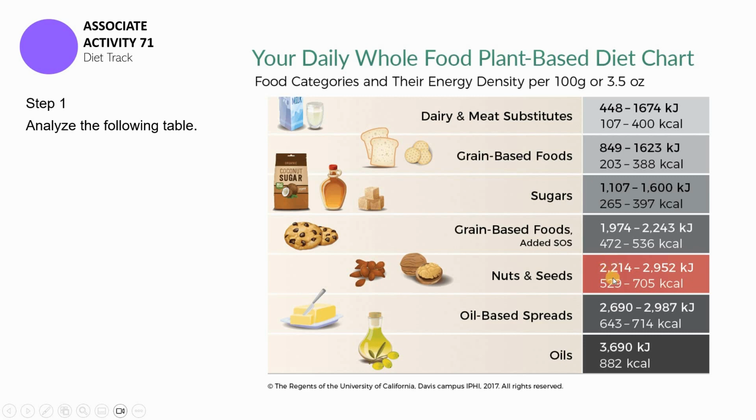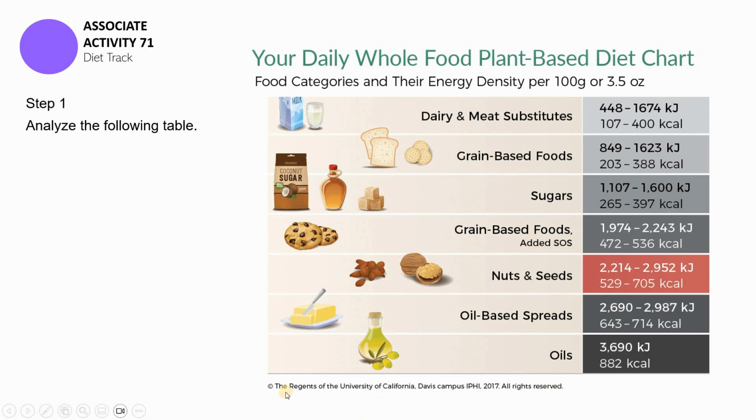They have around 2,214 to 2,952 kilojoules, or that is around 529 to 705 kilocalories. Mga oil-based spreads like the butter over here, they have around 2,690 to 2,987 kilojoules, or 643 to 714 kilocalories. And lastly, mga oils such as this one, olive oil, it has around 3,690 kilojoules or 882 kilocalories.